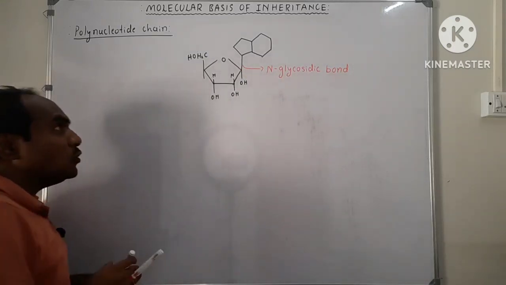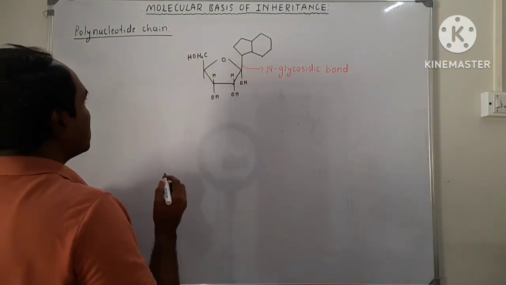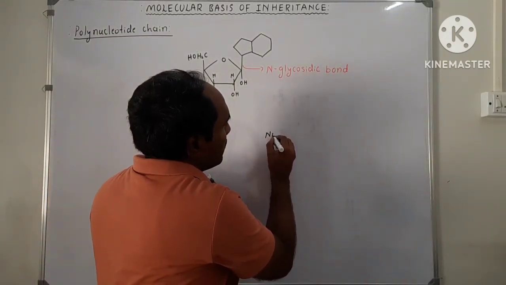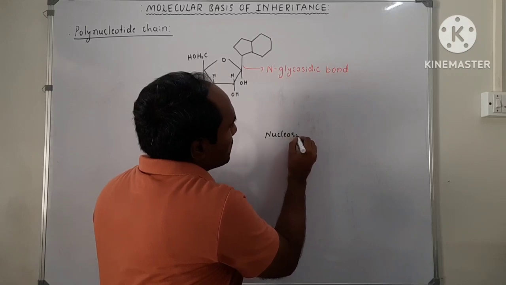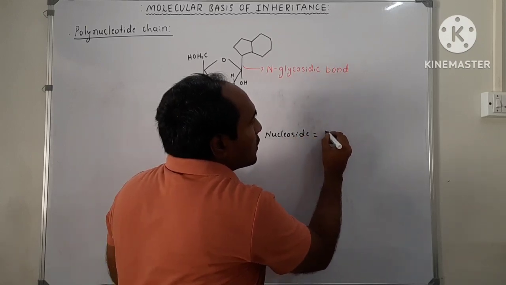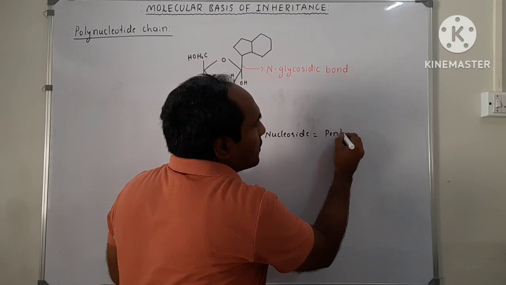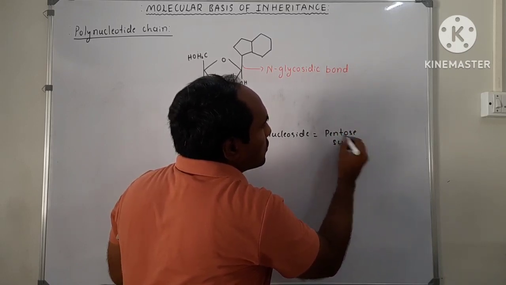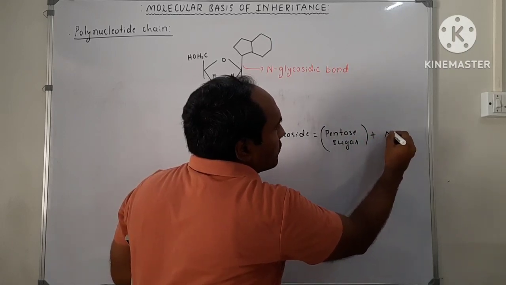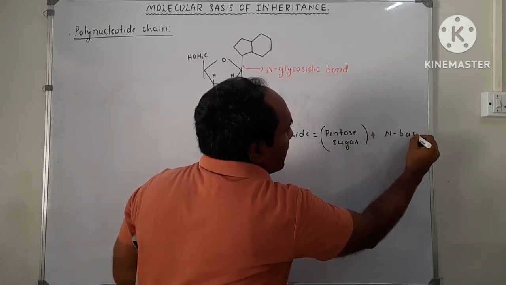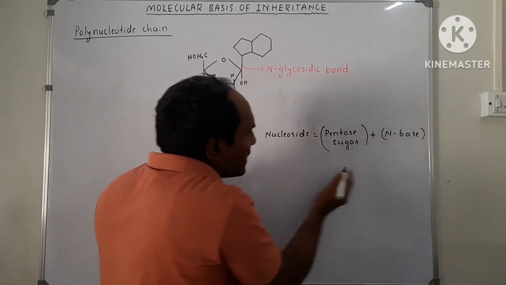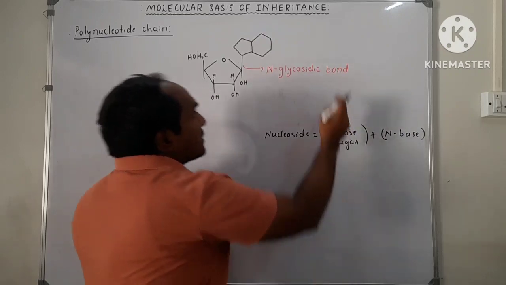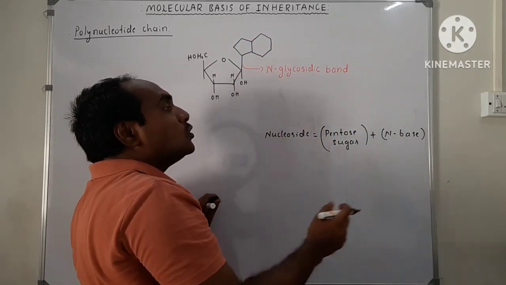That means, what do you mean by nucleoside? Nucleoside means pentose sugar plus nitrogen base. When a nitrogen base links with pentose sugar with the help of an N-glycosidic bond, then this unit is called nucleoside.